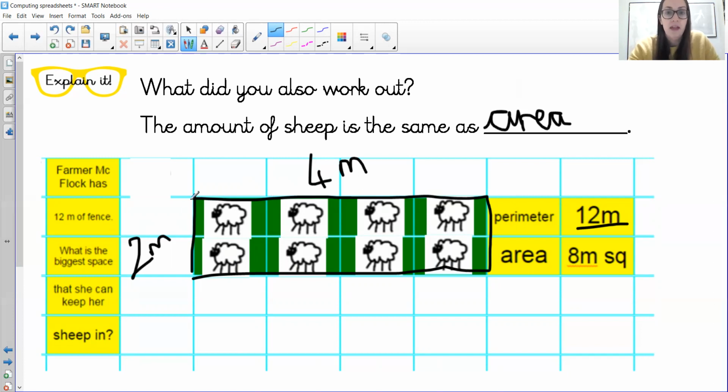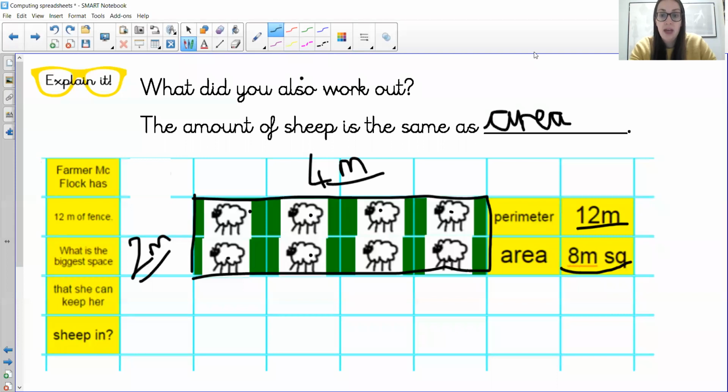So the area then, how do we work out area? We find the width, we find the length, and we times. Okay. So we've done 4 times 2, which is 8. So that is the amount of squares, the amount of sheep, the amount of cells, that is the area. Okay. So the amount of sheep is the same as the area.